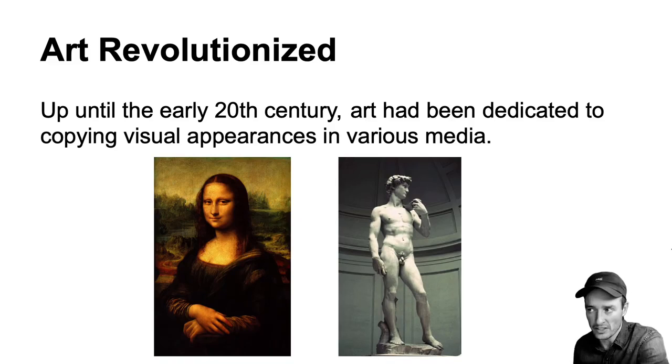Up until the early 20th century, art had been dedicated to this idea of copying visual appearances in various media. You see here on the left the Mona Lisa, which is a painting, two-dimensional, and on the right the sculptural representation of David. It's really important for us to notice that dedication to copying visual appearance. I know that probably sounds fairly obvious, but its relationship to the shifts we've seen over the last 100-plus years doesn't always seem obvious.